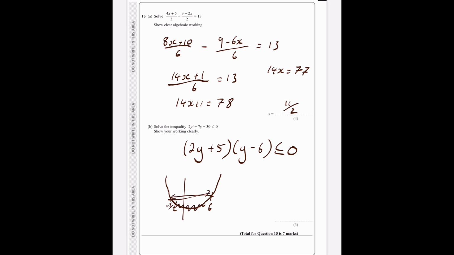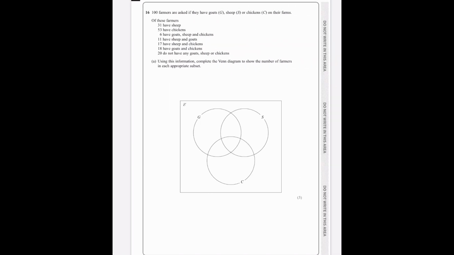And now we want when is that below the x-axis? When is that negative? When is that less than or equal to 0? Well, that's in between those two critical values. So my solution is -2.5 is less than or equal to y is less than or equal to 6 for the final answer.